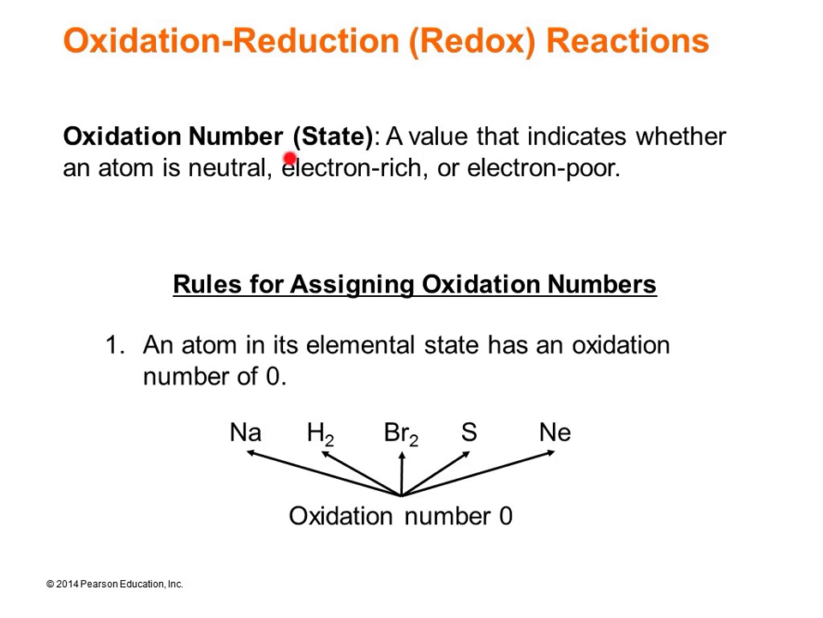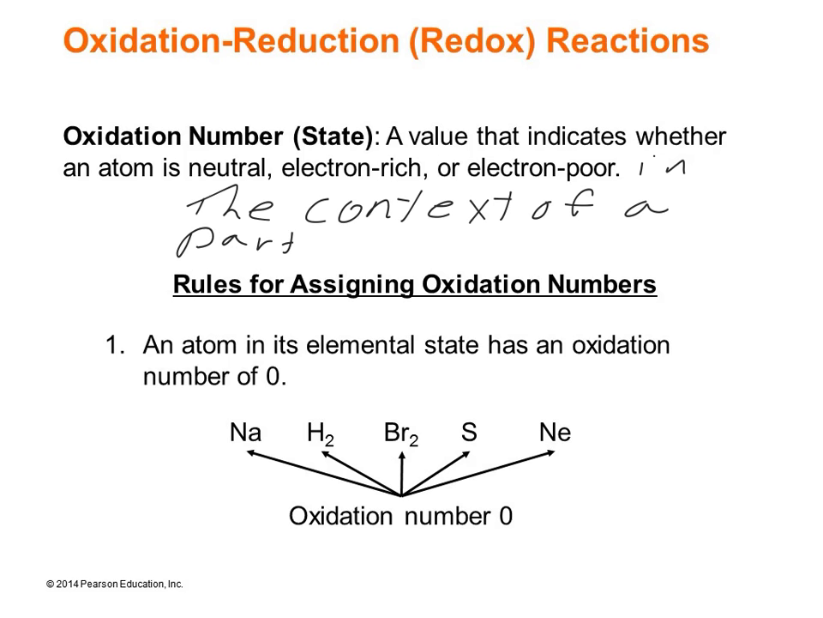The oxidation number, or oxidation state, is a value that indicates whether an atom is neutral, electron-rich, or electron-poor in the context of a particular molecule. The rules for assigning oxidation number, we're going to detail them through here in a second.